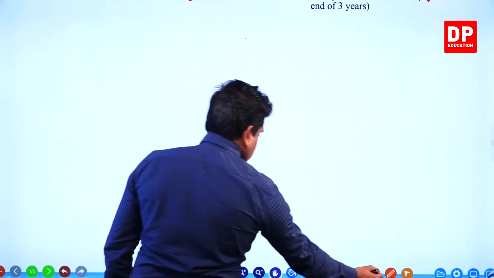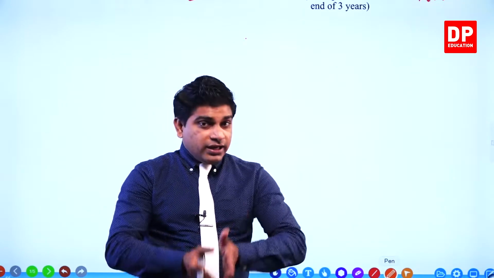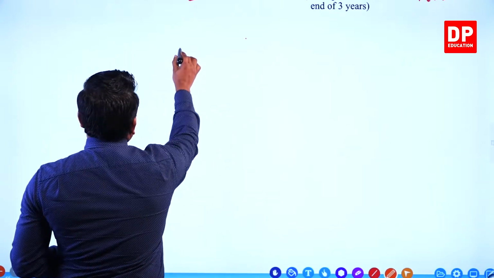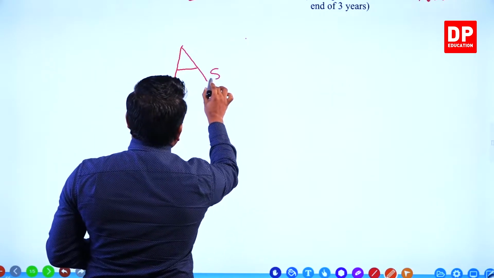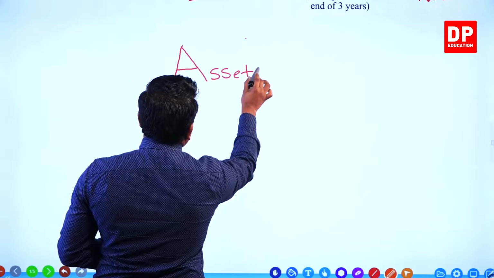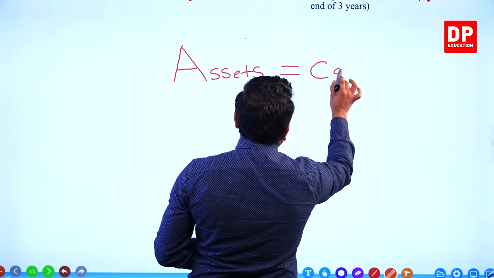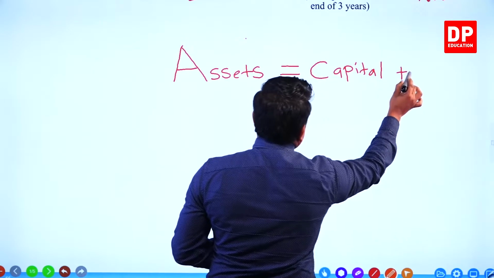Before I do the question, I will revise the basic theory of the statement of financial position. In grade 10, the first accounting lesson is the accounting equation. What's the basic of the accounting equation? Assets equal capital plus liability.